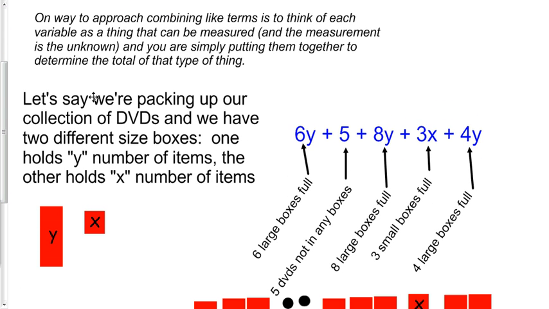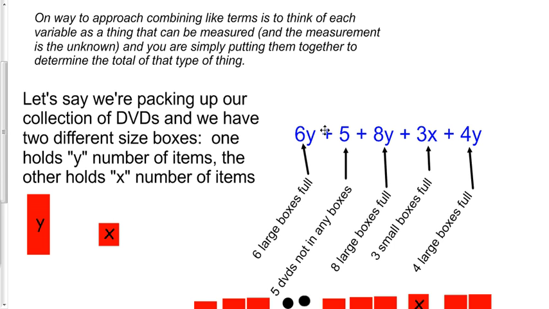So one way to think about combining like terms is to imagine that each variable represents something that can be measured, and you're simply putting them together. So imagine we're packing up our collection of DVDs, and we have two different size boxes. One of them, a larger one, holds Y number of items. That might be 30, might be 35. We don't know, but Y is going to stand for the number of DVDs that we can hold in there. The other box, smaller, holds only X number of items. It's a different number than Y. Again, it can be any value depending upon how big our box happens to be, but we're just going to use X because we don't know how many it is yet.